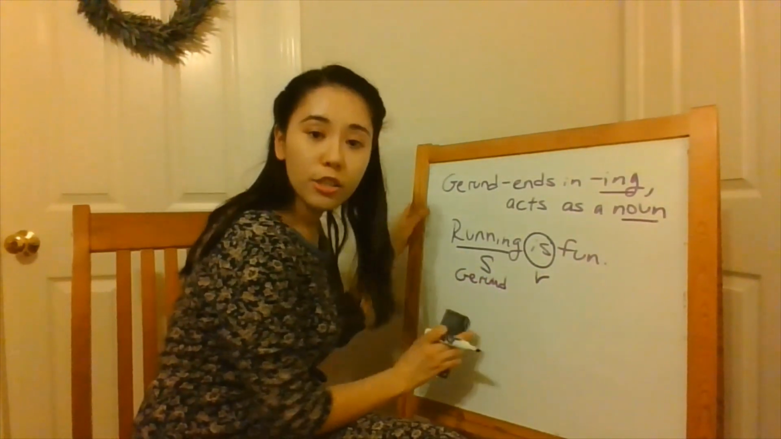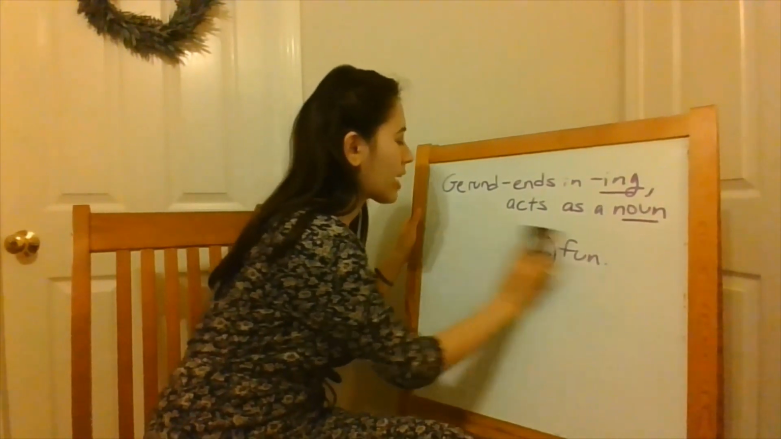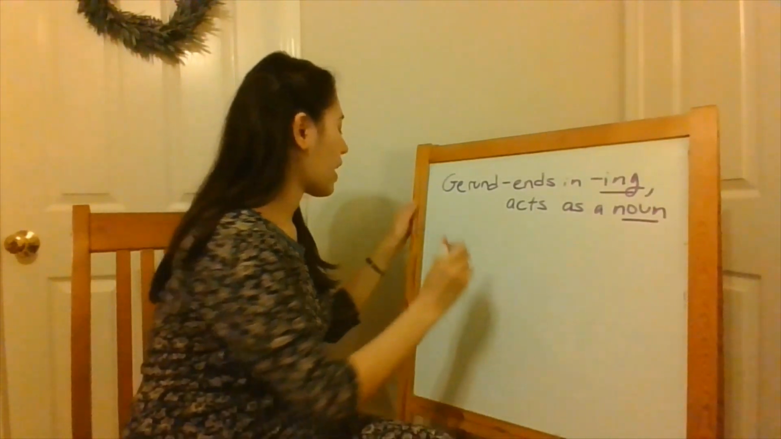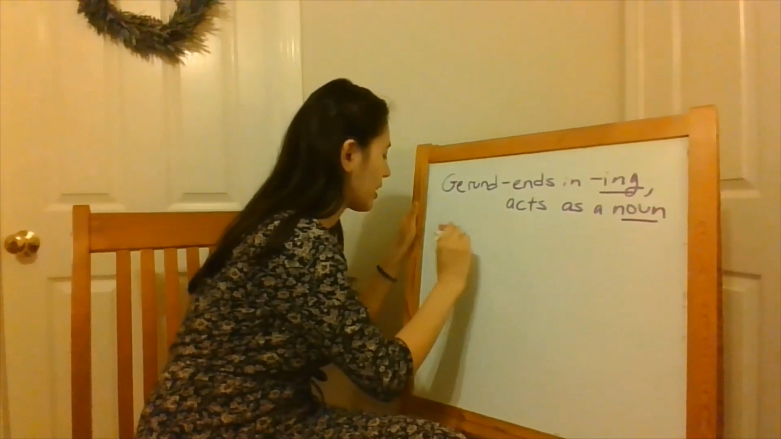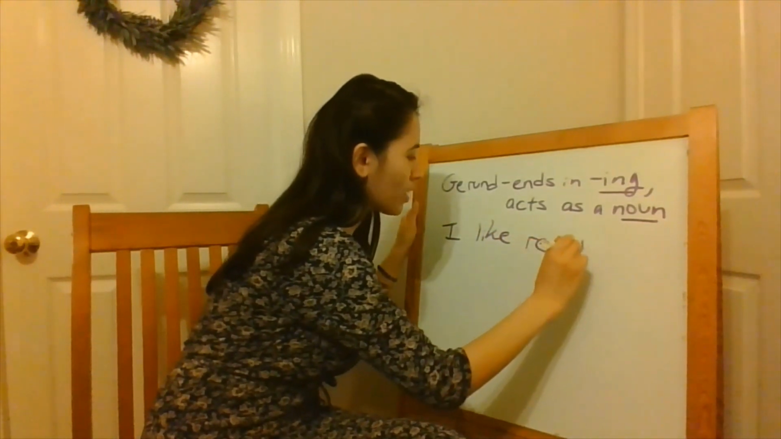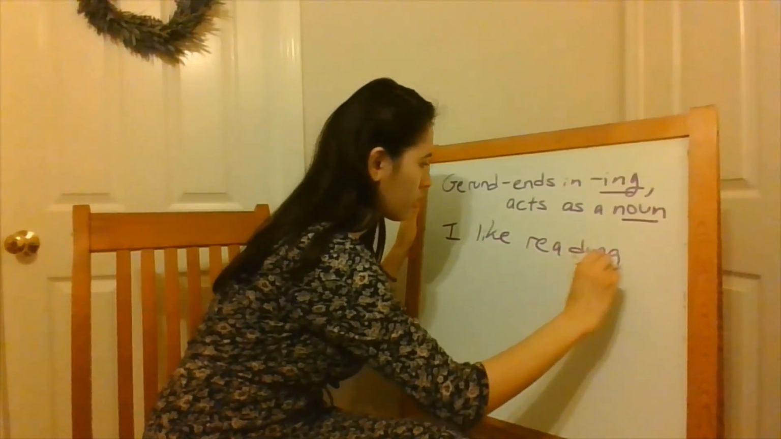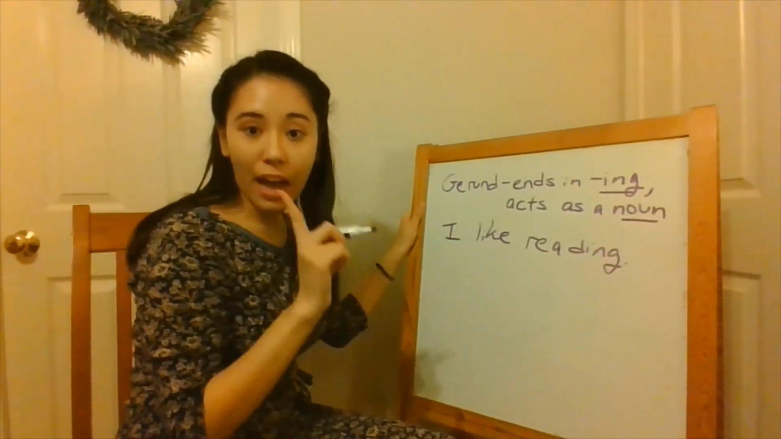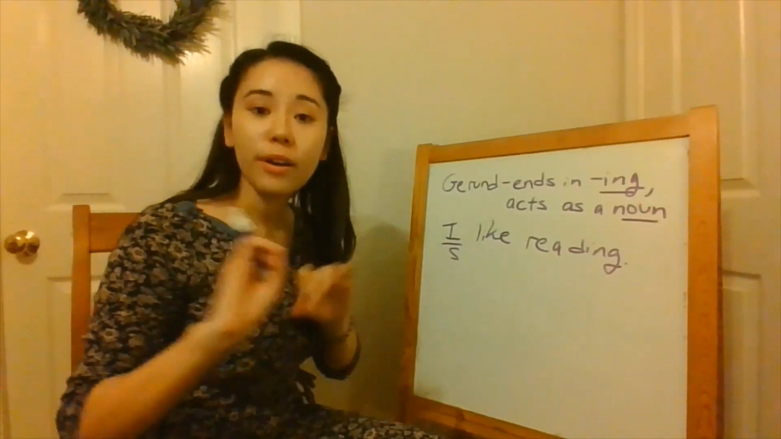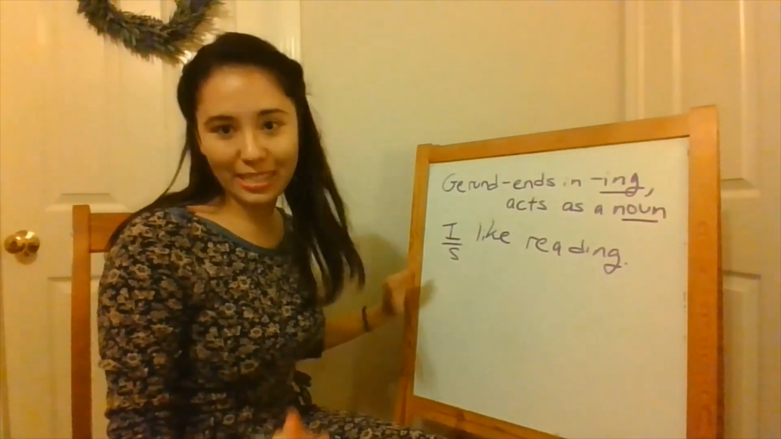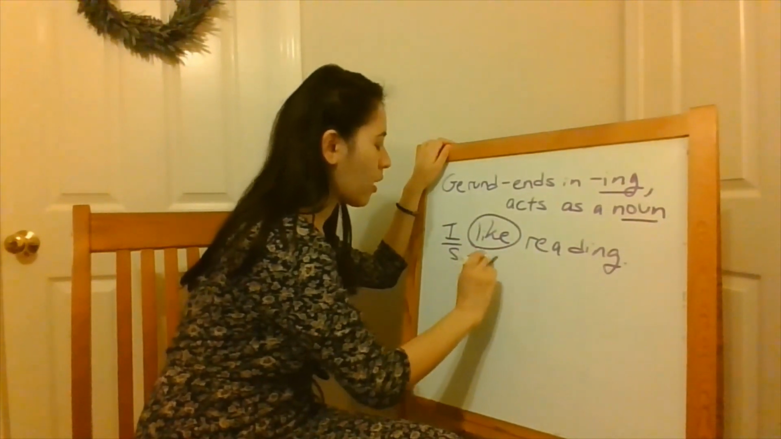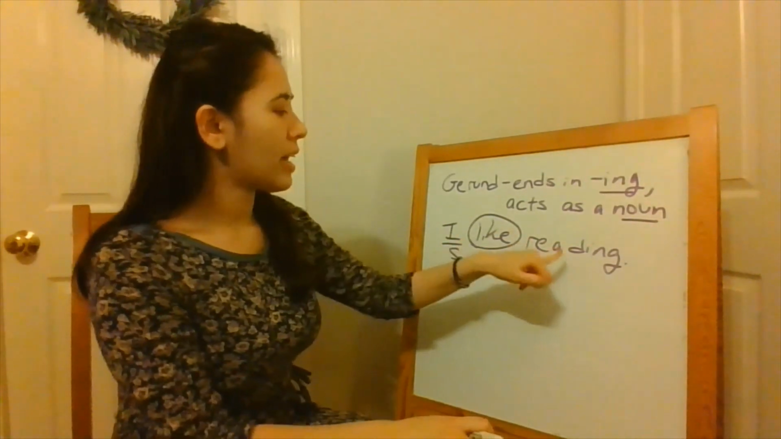Now we can also look at a gerund acting as a different part of the sentence. So I might say, I like reading. So what is our subject? We have I as our subject. We know that as a pronoun. We are comfortable with it. That's easy, right? Now we have like. Like is our verb. Then we have reading.